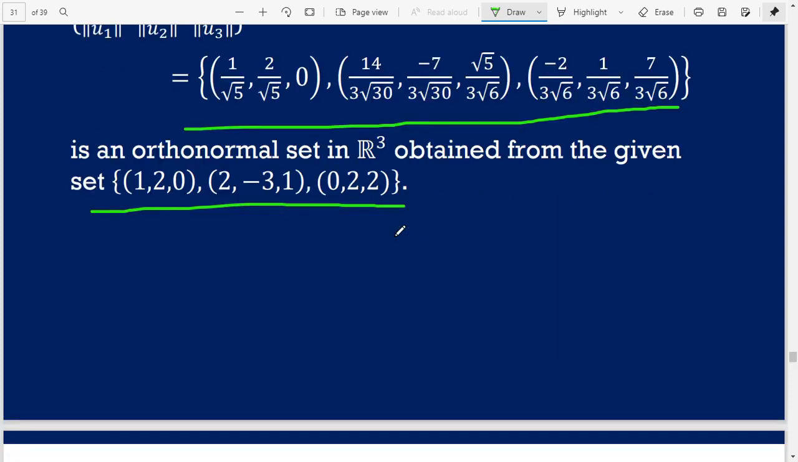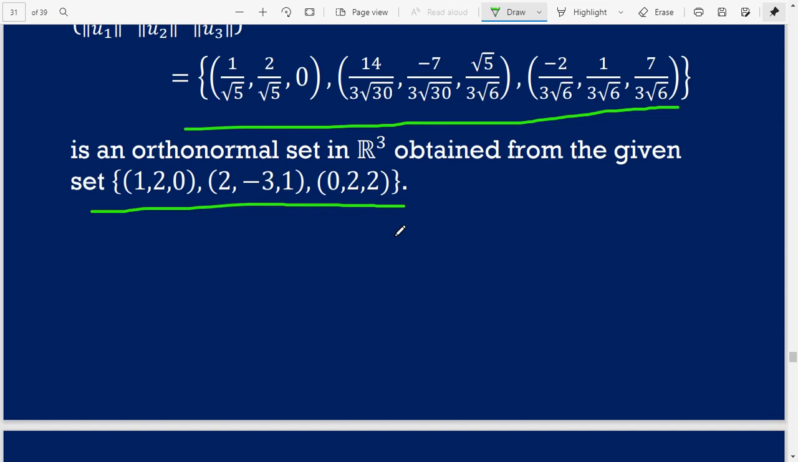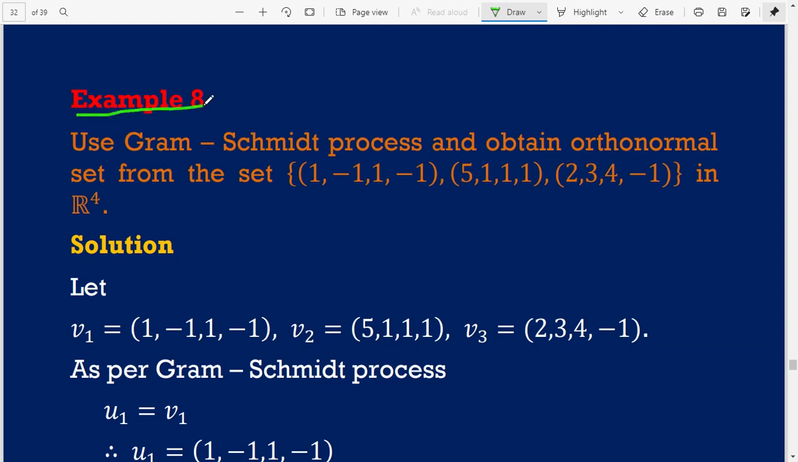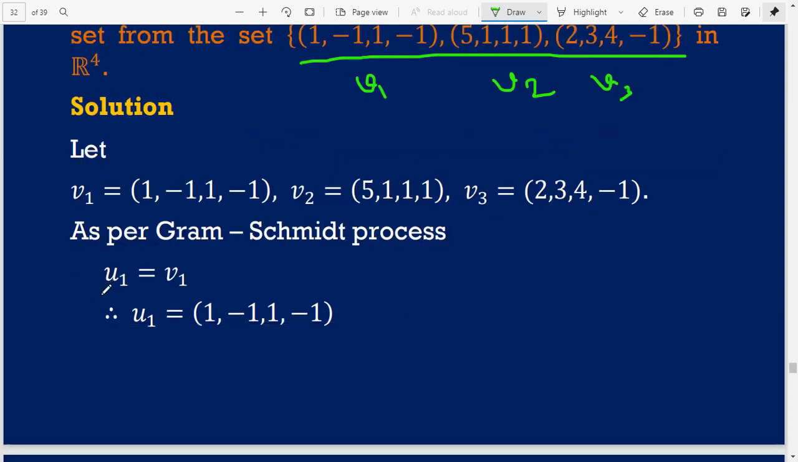So now the second example: using Gram-Schmidt process, obtain the orthonormal set from this set. This set is given, this is V1, V2 and V3. So we get U1 is equal to V1. So this is U1.